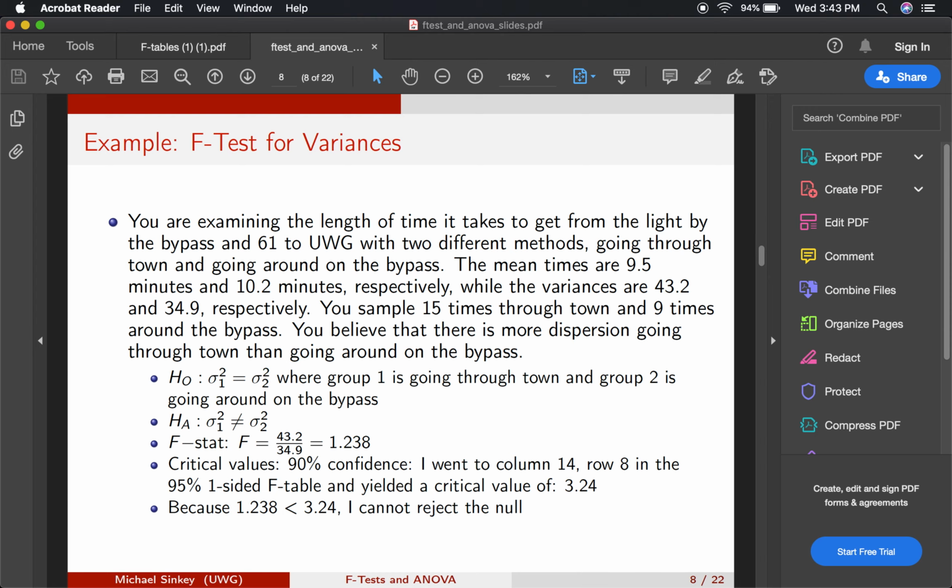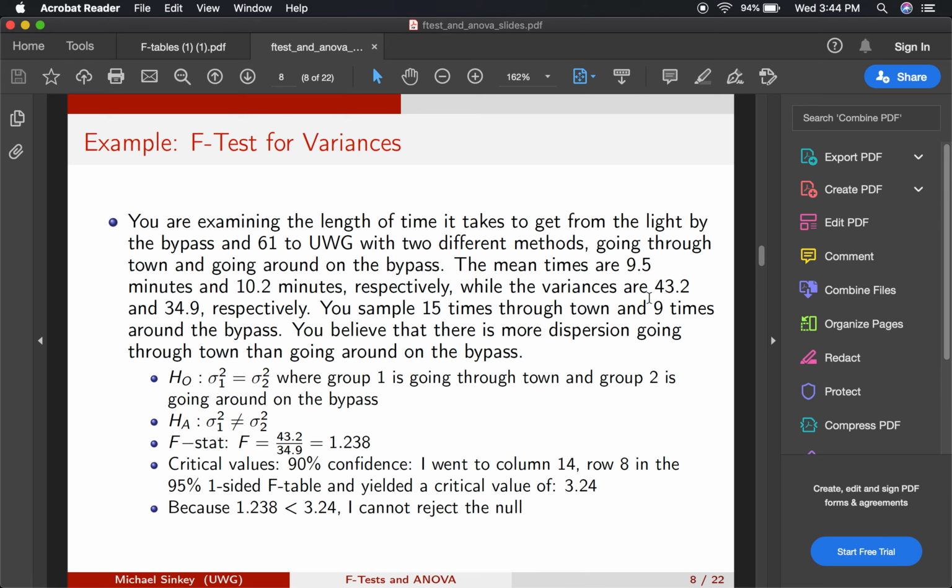So we have a larger variance going on the bypass than going through town. But we also sample 15 times going through town, 9 times going on the bypass. So the variance going through town, 43.2. Going on the bypass, 34.9. We sample more times going through town, 15, 9 through the bypass.